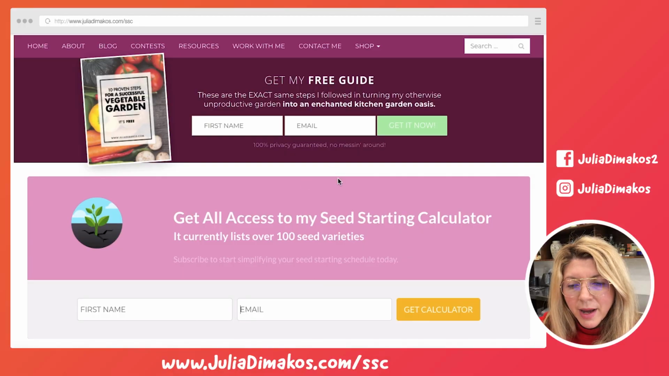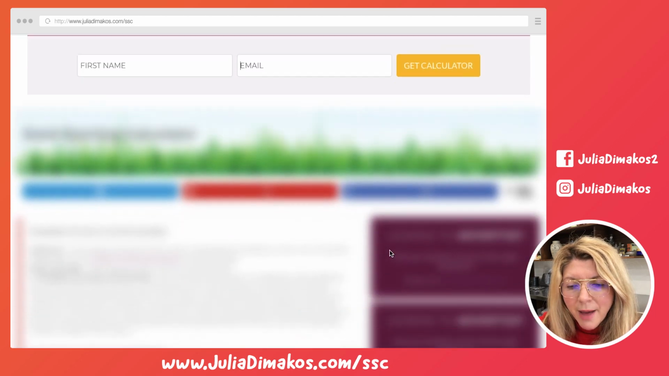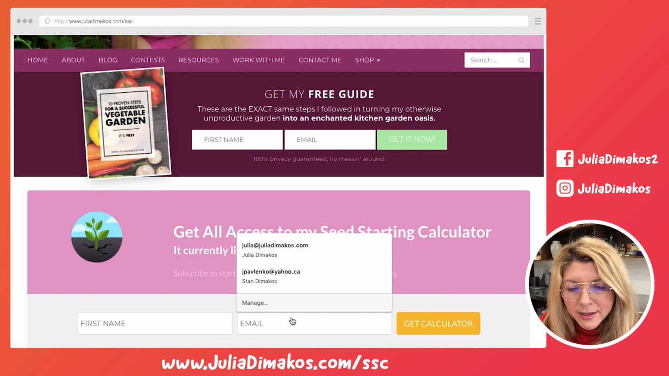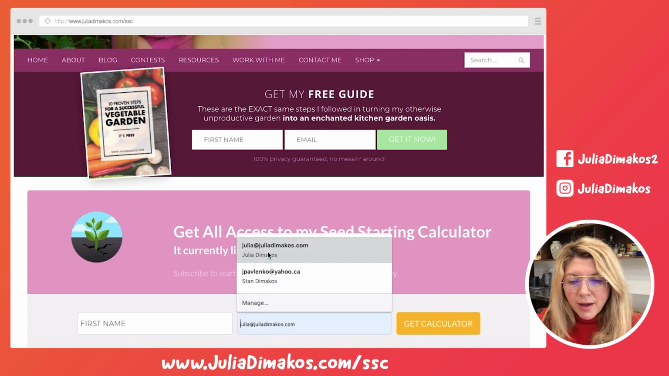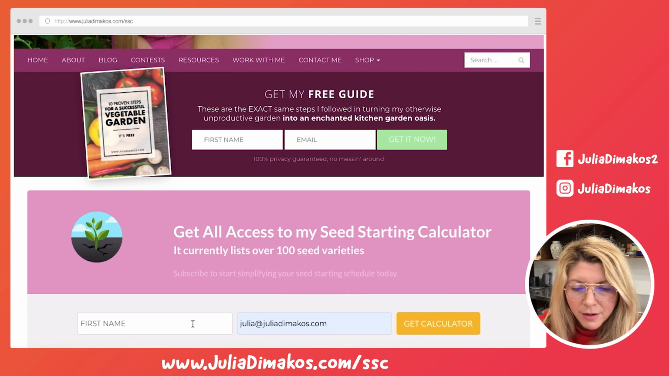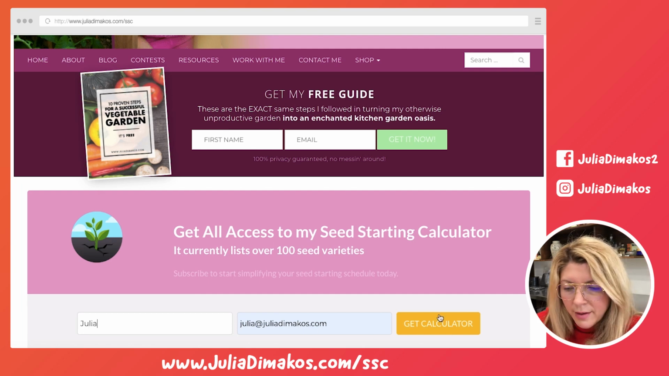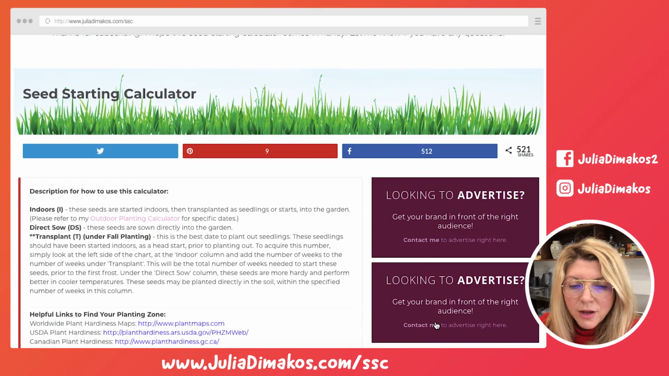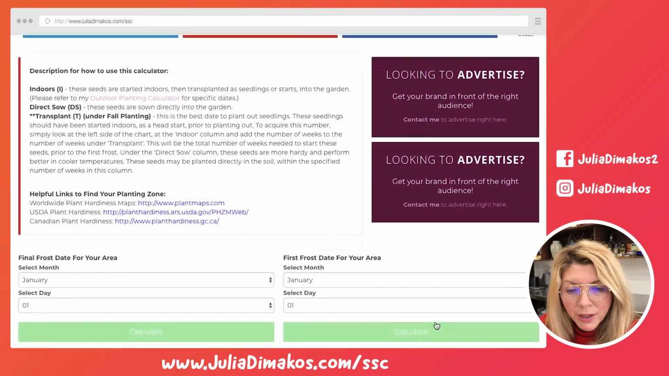So this is what you would see when you are entering my calculator. The screen is all blurry, and to access it you just enter your email and your first name, and you get the calculator. That's all it takes. And then you have instant access, which is really great and really easy.